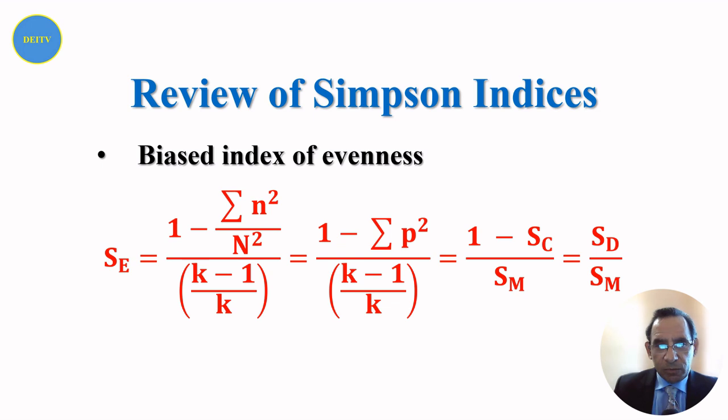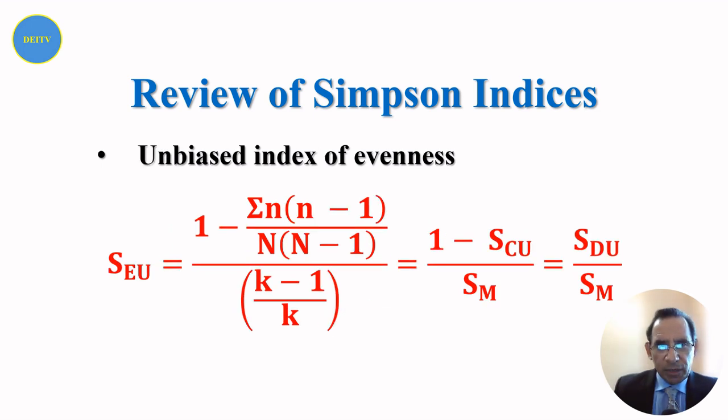As I mentioned in episode 1, we have the biased Simpson standardized or evenness score. That is simply the biased Simpson score divided by the maximum score. So symbolically, that is 1 minus the sum of the frequency squared divided by the total number of individuals squared, divided by k minus 1 over k. That also can be written as 1 minus the sum of the percentages squared, divided by k minus 1 over k. That also may be represented as 1 minus the Simpson concentration score divided by the maximum score.